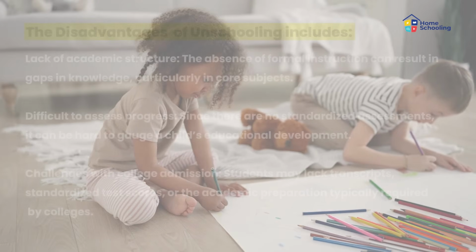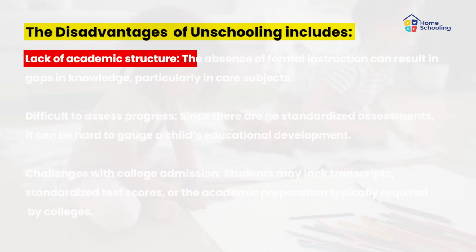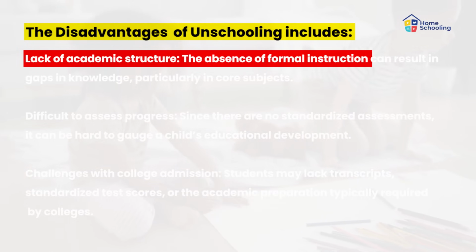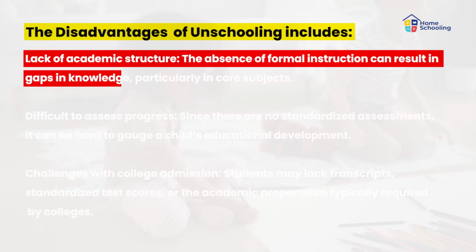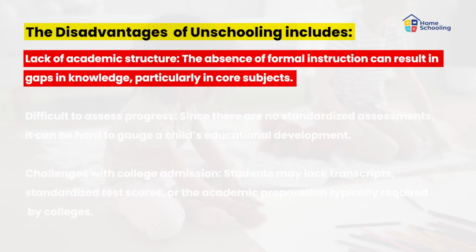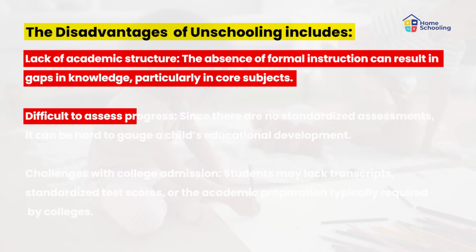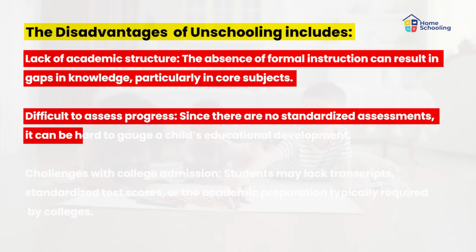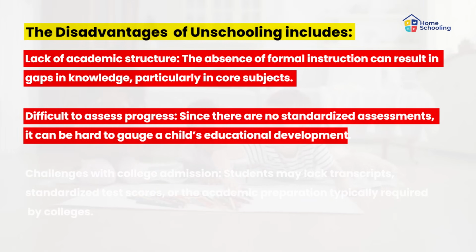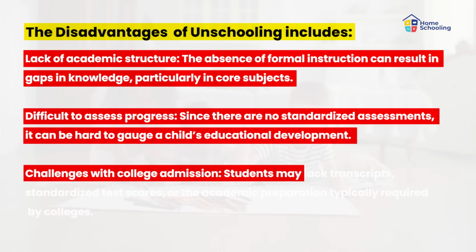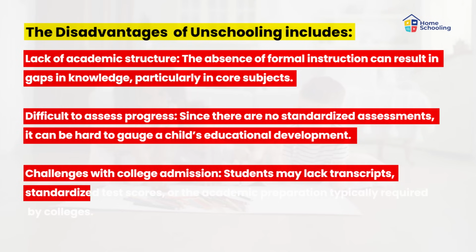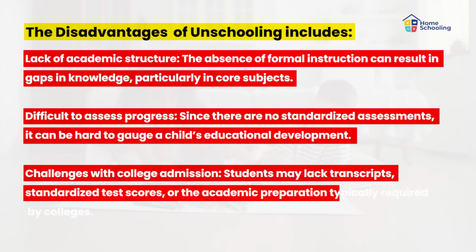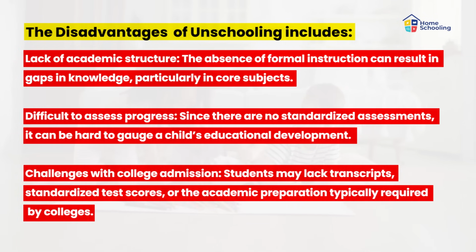The disadvantages of unschooling are lack of academic structure. The absence of formal instruction can result in gaps in knowledge, particularly in core subjects. Difficult to assess progress. Since there are no standardized assessments, it can be hard to gauge a child's educational development. Challenges with college admission. Students may lack transcripts, standardized test scores, or the academic preparation typically required by colleges.